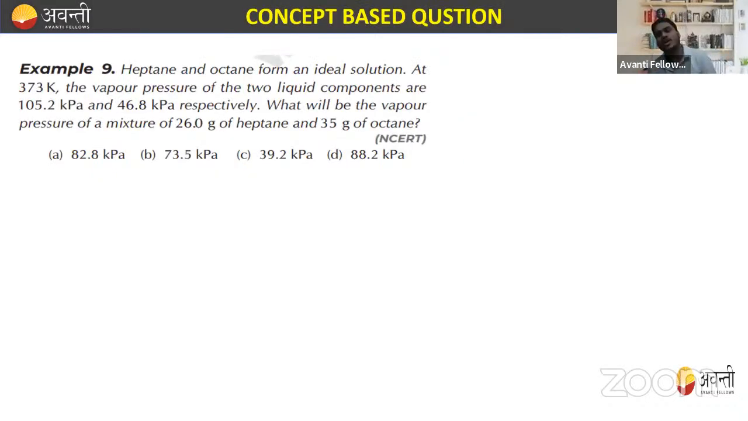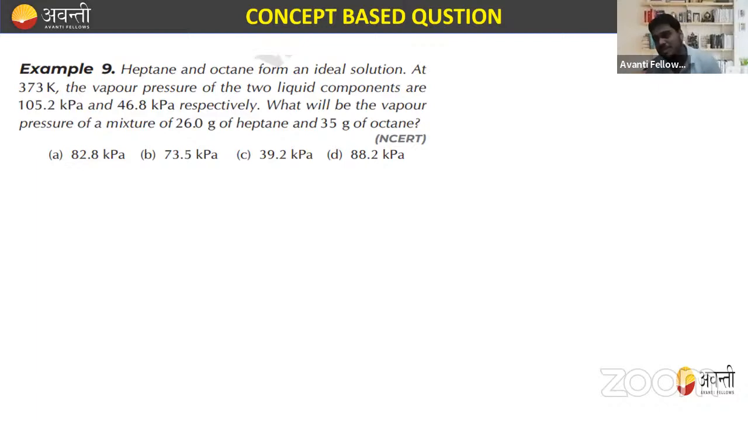Now we are going to solve some concept-based questions, which are basically from Raoult's law, ideal solutions, non-ideal solutions, and positive and negative deviation. This question is totally based upon Raoult's law, that is, Raoult's law for liquid-in-liquid solutions, or we say Raoult's law of volatile solutions. So let's see the question and try to solve it, okay?